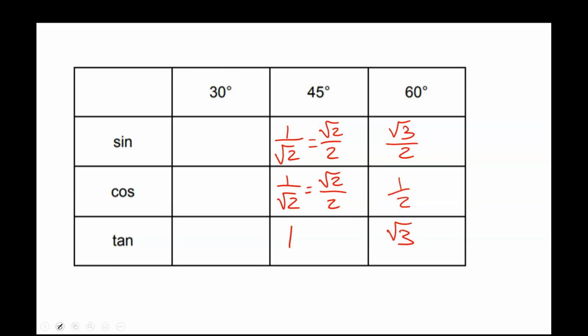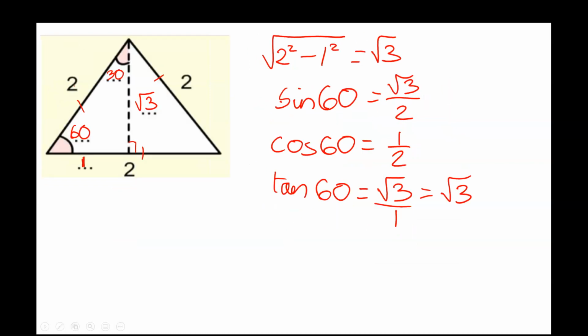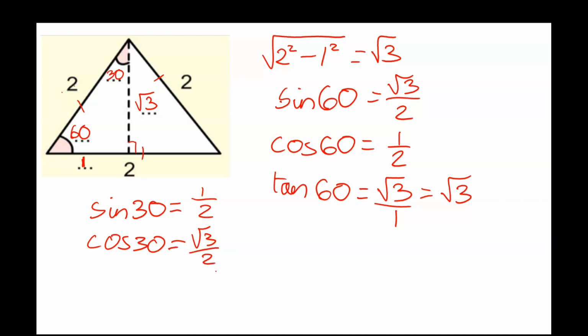So now let's go back and do our 30, or double check that you got the 30 right. You may have already done these. So sine of 30, opposite over hypotenuse, is a half. Cosine of 30, adjacent over hypotenuse. And then we've got tan of 30, which is opposite over adjacent. So 1 over root 3, or root 3 over 3.